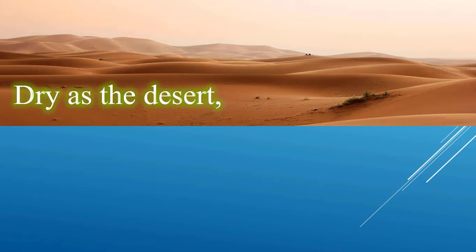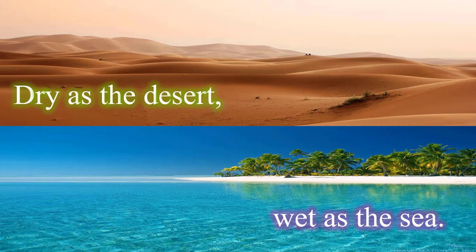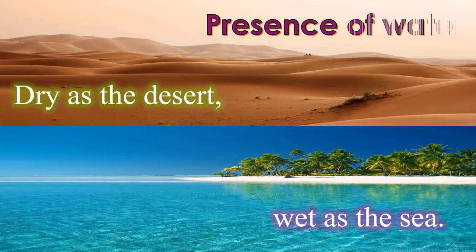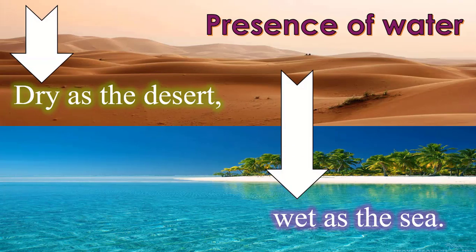Next, see, dry as the desert and wet as the sea. Now you can guess which is common feature here. Here common feature is presence of water. In the desert, water is not present, but in the sea, everywhere is water. So which words are used here for comparison? Dry and wet.